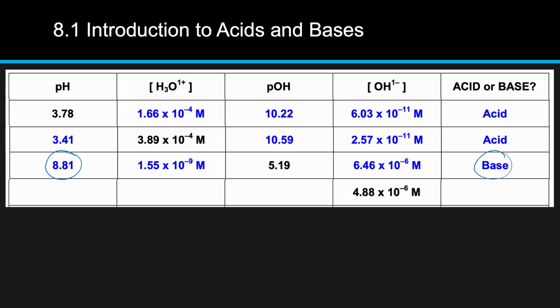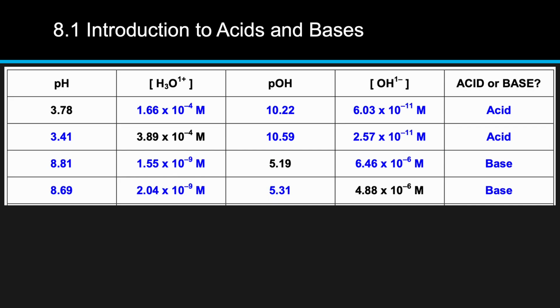And then in this final row here, we have a concentration of OH minus given to us. So in order to get pOH, we're going to take the negative log of our concentration of OH minus, which is 4.88 times 10 to the negative 6. Then when I get my pOH, I can take 14, subtract my pOH, and then I will have my pH. And then I can take 10 to the negative pH to get my concentration of H plus or H3O plus ions. And when we do those calculations, we end up getting a pH of 8.69, which is above 7, so that's going to give us a basic solution.